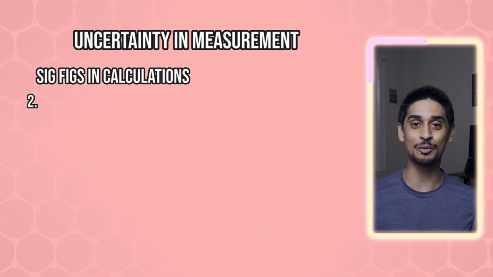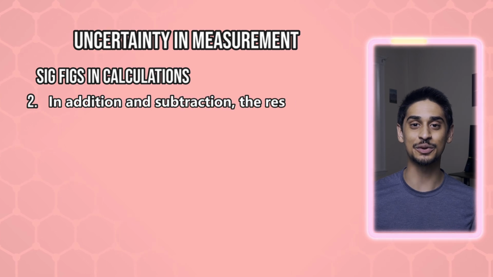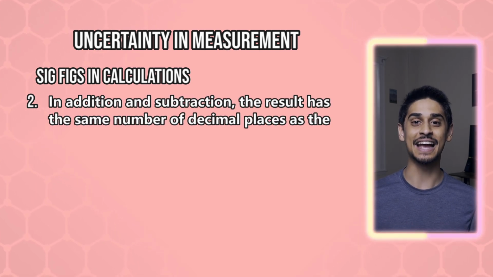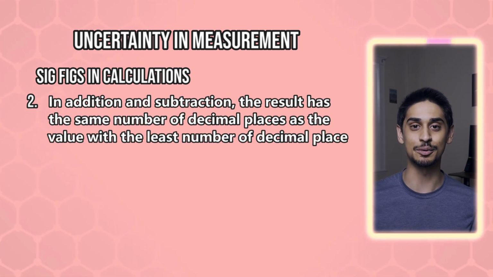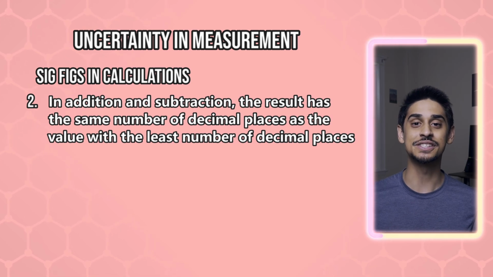Alright, on to the second rule when mathematically manipulating quantities. In addition and subtraction, the result has the same number of decimal places as the value with the least number of decimal places. Let's solve a couple of equations to demonstrate this.